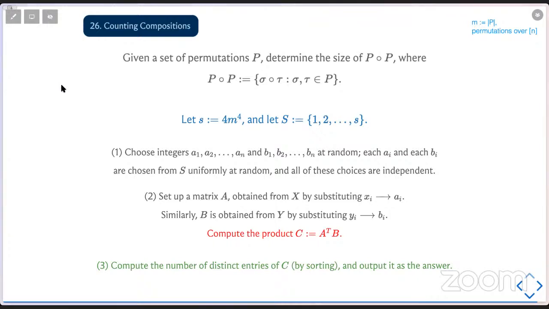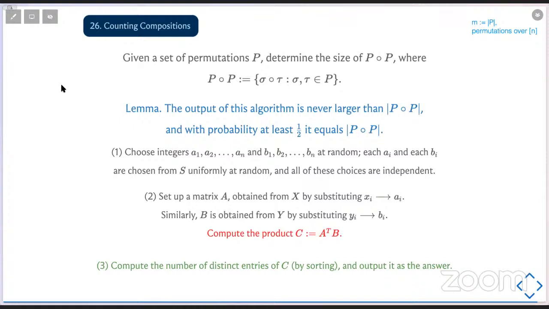But the question is, how often do we actually get to the right answer? So this is our claim. The output is never larger than what we want, and with probability at least half, it's actually equal to what we want. And let's just make that argument now.